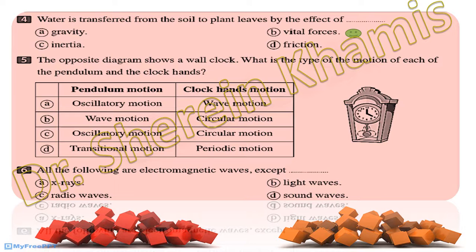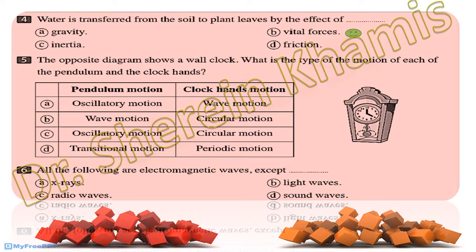Let's go into question 5. The opposite diagram shows a wall clock. What is the type of motion of each of the pendulum and the clock hands? We have here the pendulum, which is the part below, and the clock hands. Okay, the motion of the clock hands.